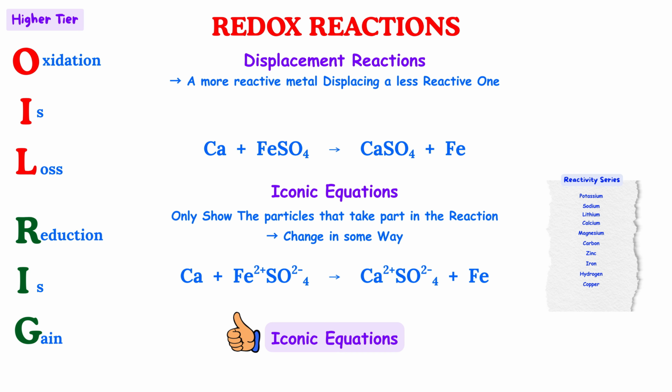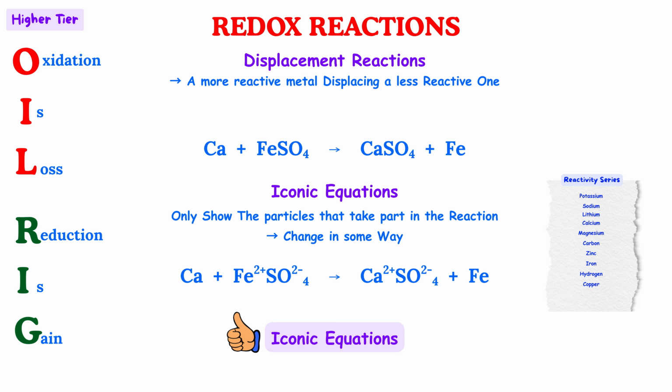Another area where redox reactions appear is in displacement reactions. These involve a more reactive metal displacing a less reactive one from its compound. For instance, looking at the reactivity series, we find that calcium is more reactive than iron. Therefore, if calcium is added to a solution of iron sulfate, the calcium will displace the iron. This forms calcium sulfate and solid iron.